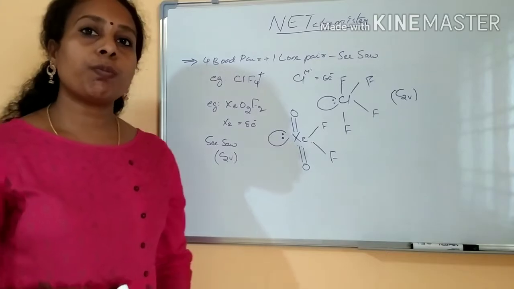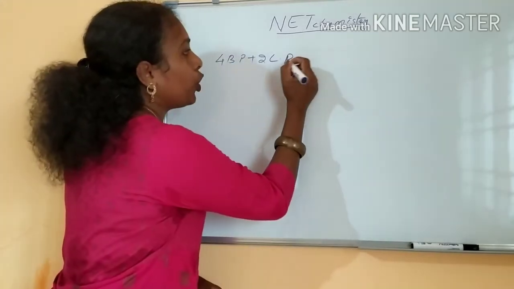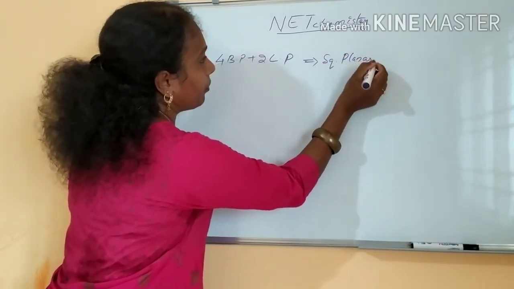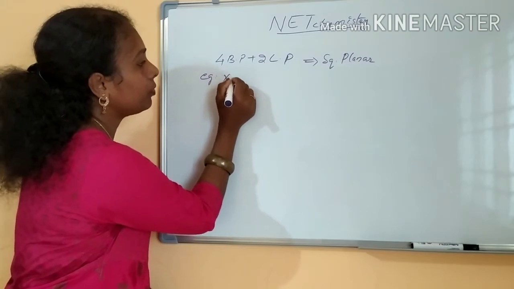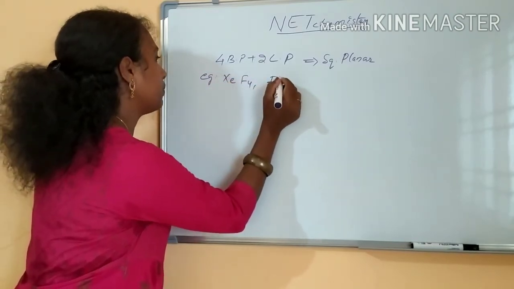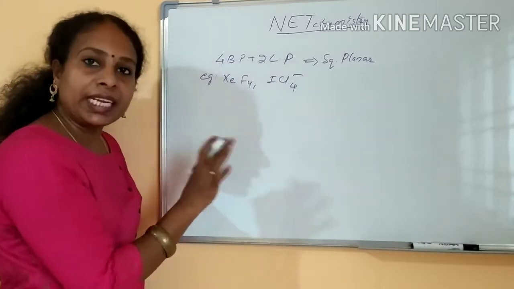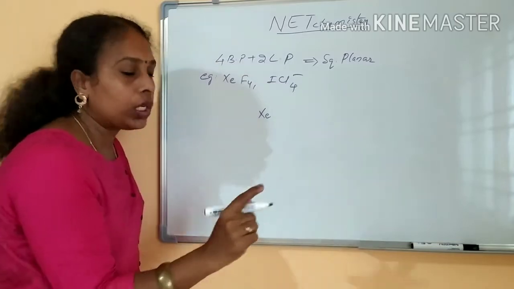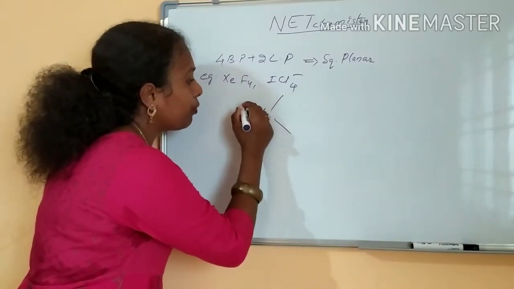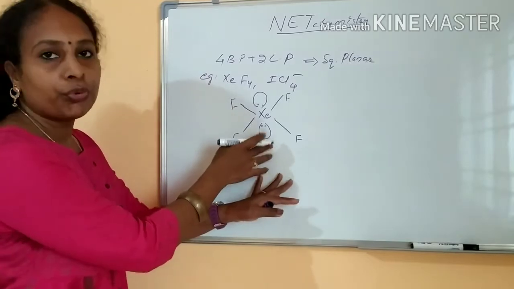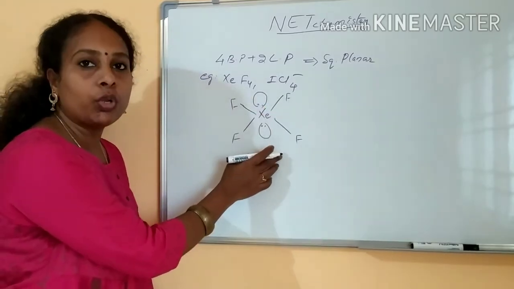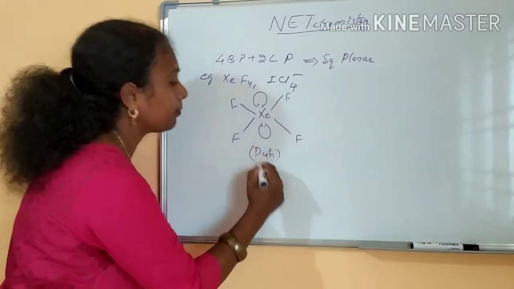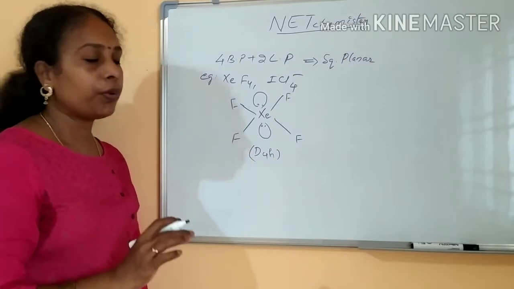Next condition is 4 bond pair plus 2 lone pair. The molecule will be square planar molecule. Okay. Example: many examples are there. I am just taking XeF4. If you see, xenon is having 8 outer electrons, 4 has bonded with the fluorine atoms, right? So 4 bond pair plus 2 lone pair present, the molecule will be square planar molecule, belongs to the point group D4h.